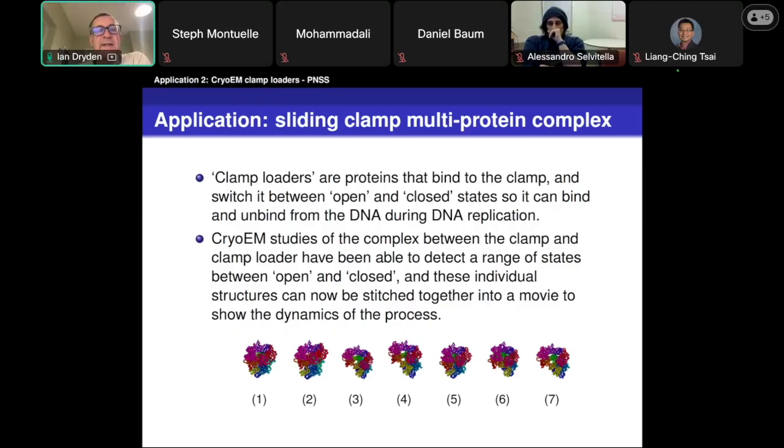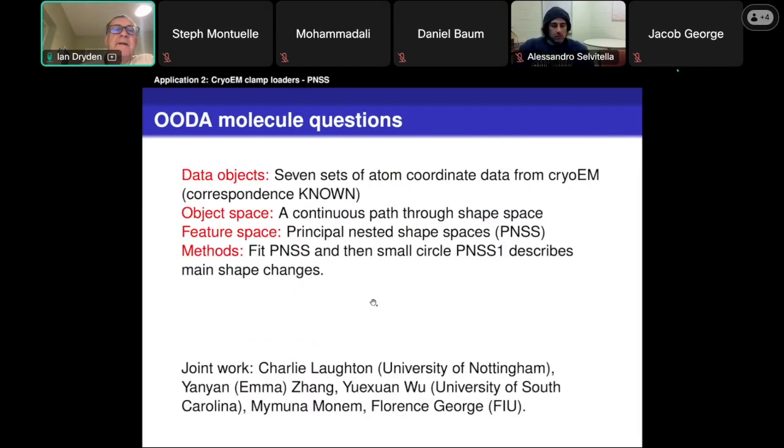What's much easier is that we know which points correspond, that we have the same atoms in each of these 7. So there's no need to match parts up or anything. That's very easy. But we have no idea about any time. So we know that there should be a sequence going from closed to open state, but we don't have any time. So we want to see if we can stitch these together.